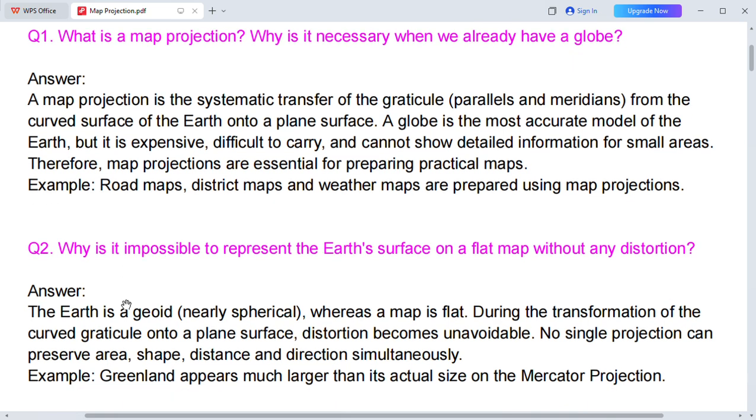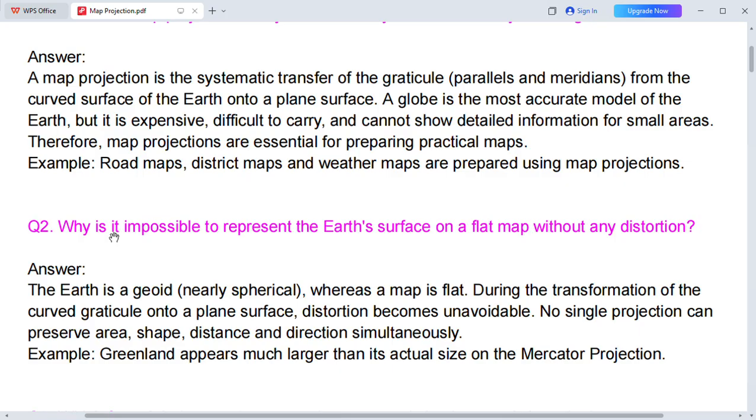Question number 2. Why is it impossible to represent the Earth's surface on a flat map without any distortion? The Earth is a geoid, or nearly spherical, whereas a map is flat. During the transformation of the curved graticule onto a plane surface, distortion becomes unavoidable. No single projection can preserve area, shape, distance, and direction simultaneously. For example, Greenland appears much larger than its actual size on the Mercator projection.